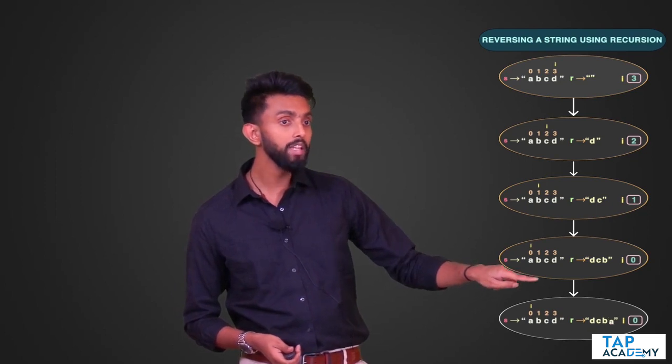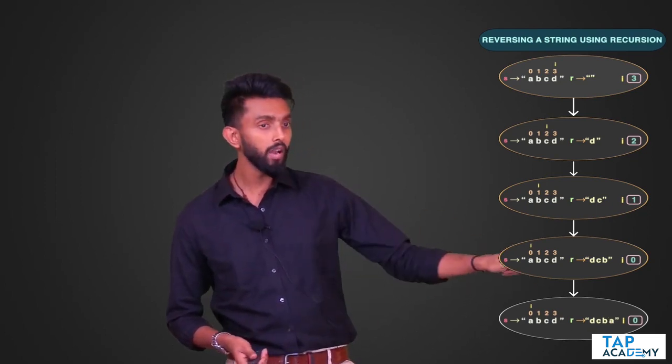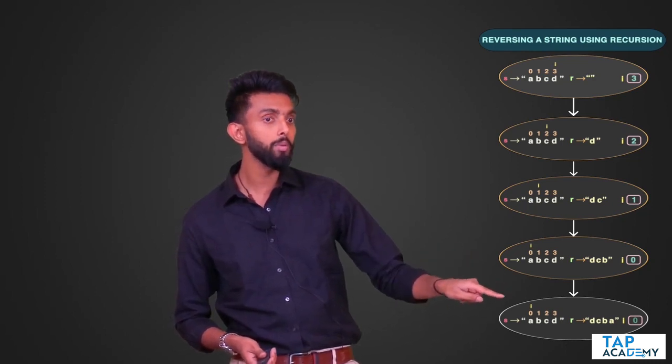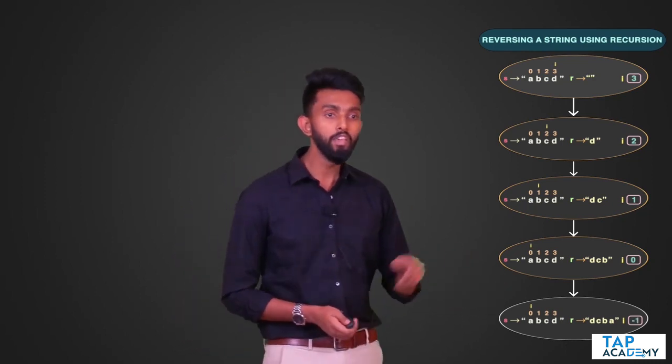So R will become DCBA. Then the i value you have to always reduce. Here it is 0. If I subtract 1 and send, i is going to become minus 1. If i becomes minus 1, it comes out of the string. If it comes out of the string, there is no more point in continuing. Which means, don't you think I've hit the base?